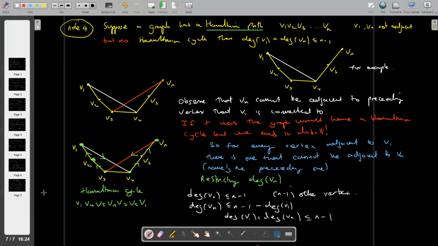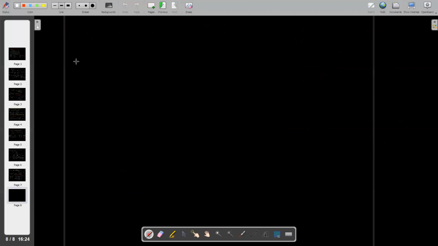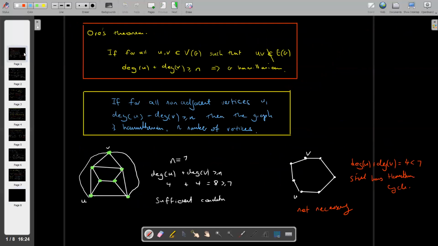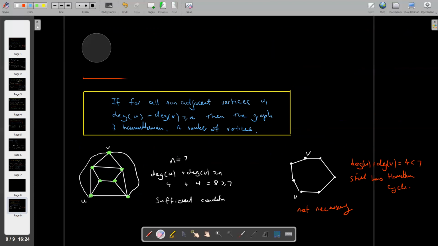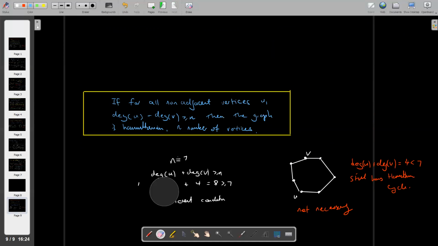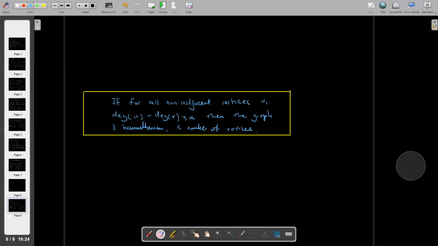The proof is going to be a proof by contradiction. I'll write the theorem again. In fact, let's just copy this and bring it down here somewhere. If I delete all that, now we've got a worded copy of it here.